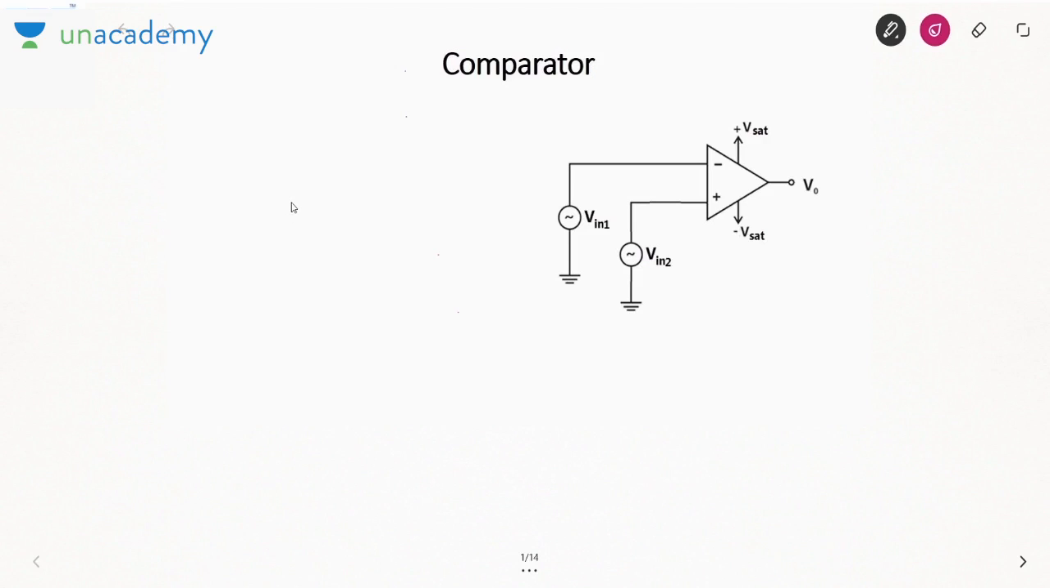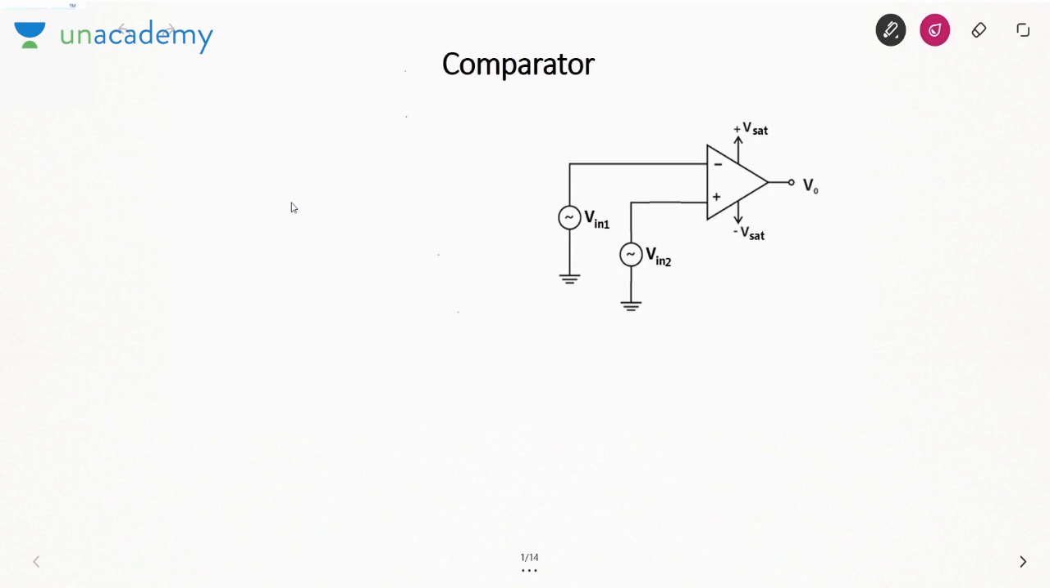Up to now I have been talking to you about linear applications of Opamp in which we were using the concept of virtual ground and we were finding the gain of the amplifier under different configuration. We have seen multiple configurations such as inverting amplifier, non-inverting amplifier, differential amplifier, integrator, differentiator, all such sort of application. In this video what we'll do is we'll talk about the non-linear applications.